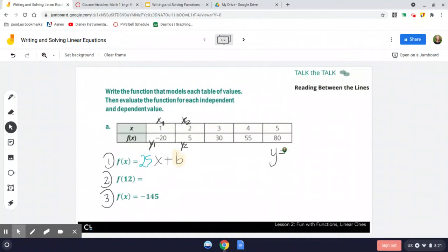If I'm going to solve for b, the first thing I'm going to do is write my equation. I see 3 variables: a y, an x, and a b. I know my goal is to solve for b. I want to find the y-intercept. So I need to be able to plug in something for y and for x. Well, look at this. I have a whole table of x and y values, right? Pick any one that you want.